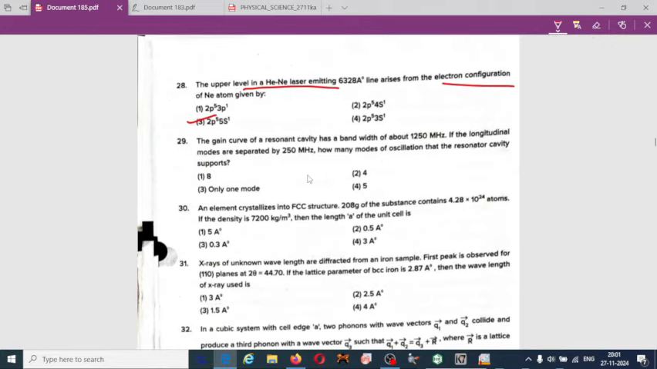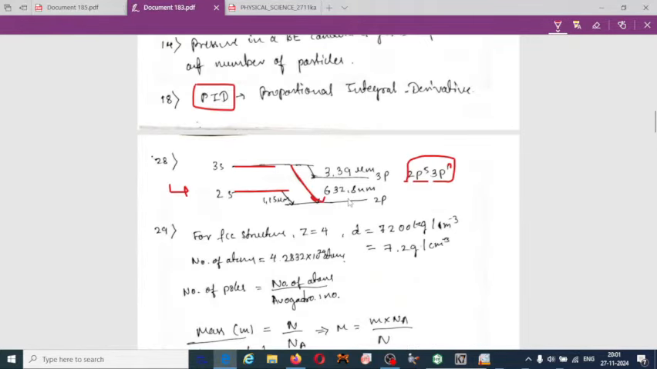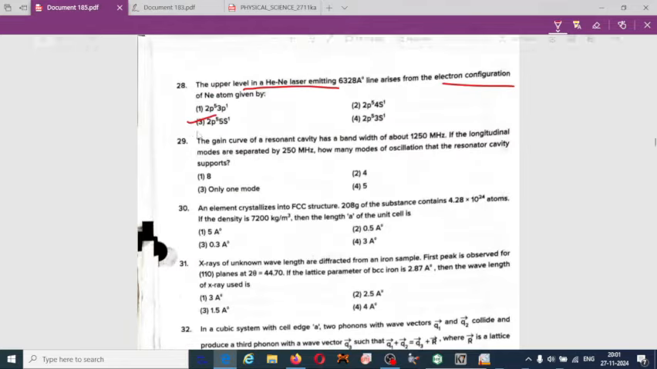Third one, 28, 2p5 5s1. So this one also verify again whether it is correct or not.